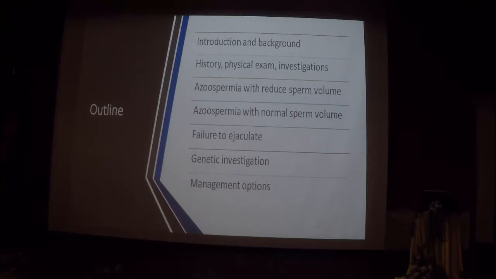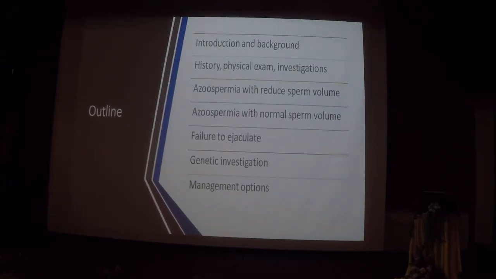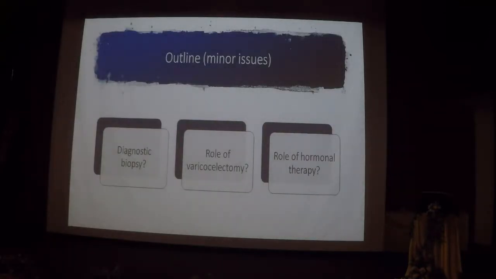spermatozoa. So we will see what are the things that we should do when the patient comes to us with azoospermia. What do we do if he has low volume or normal volume of sperm? Failure to ejaculate, I think, will be covered by Mr. Murali. And then what are the management options? And then I'll talk a bit about when do you do biopsy, what's the role of reproductive and hormonal treatment. Is there any role?